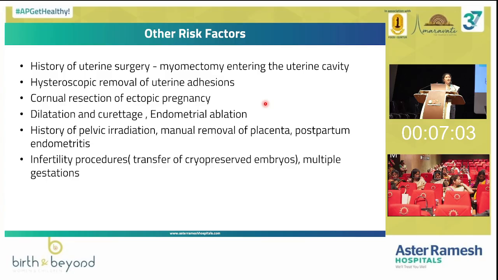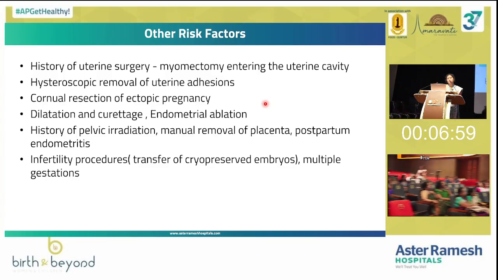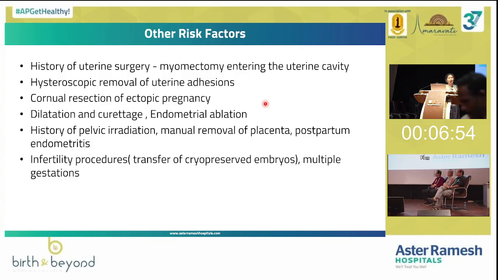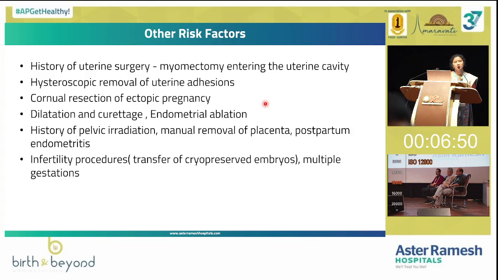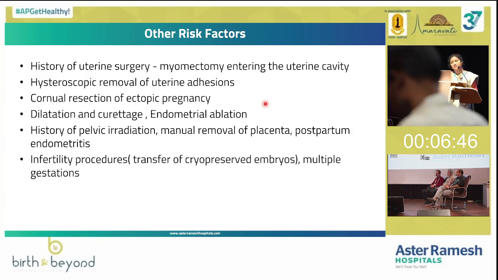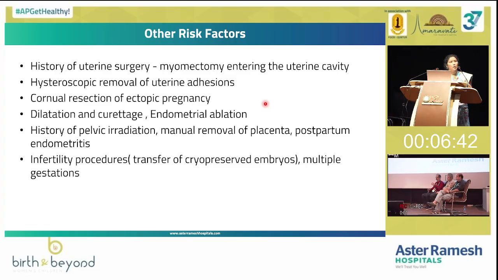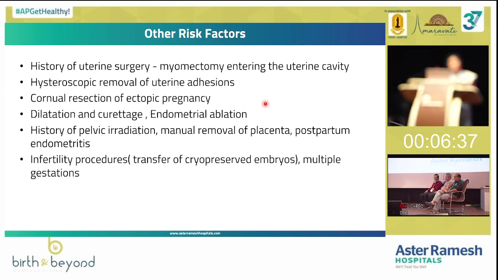Other risk factors, besides previous caesarean section, are any history of uterine surgery, like myomectomy if we are entering the uterine cavity, hysteroscopic removal of uterine adhesions, cornual resection of ectopic pregnancy, any D&Cs and endometrial ablations, pelvic irradiation, postpartum endometritis, and there are studies that transfer of cryopreserved embryos also leads to placenta accreta.